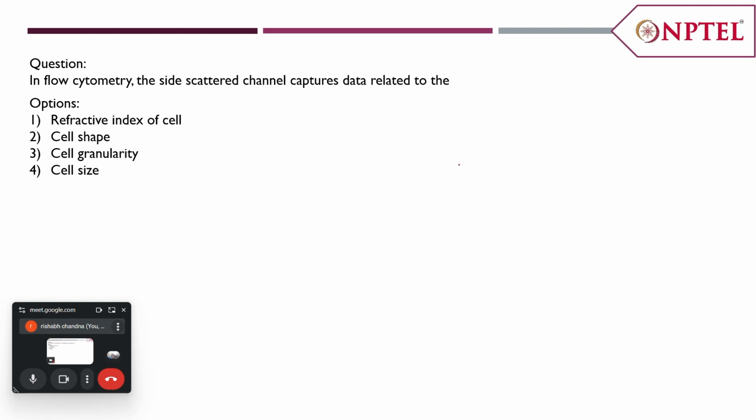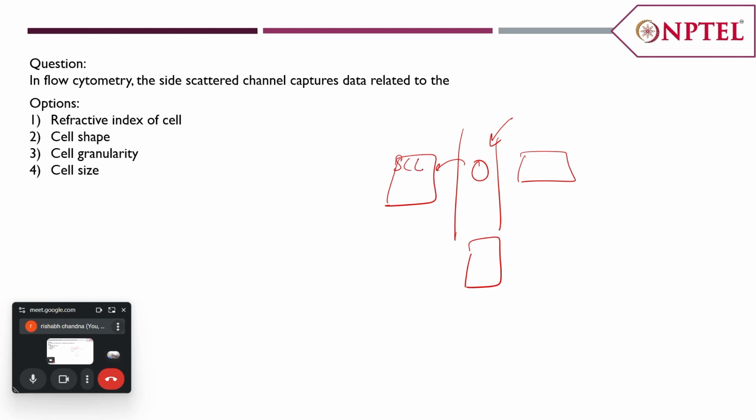Just as we discussed, this is the cell, and here would be some kind of laser being put upon it to detect different properties. And here would be the side scatter channels, and here would be the forward scatter channel. The side scatter channel detects properties of the cell related to the scattering of light based upon its different constituents in the cytoplasm. So this basically detects the granularity.